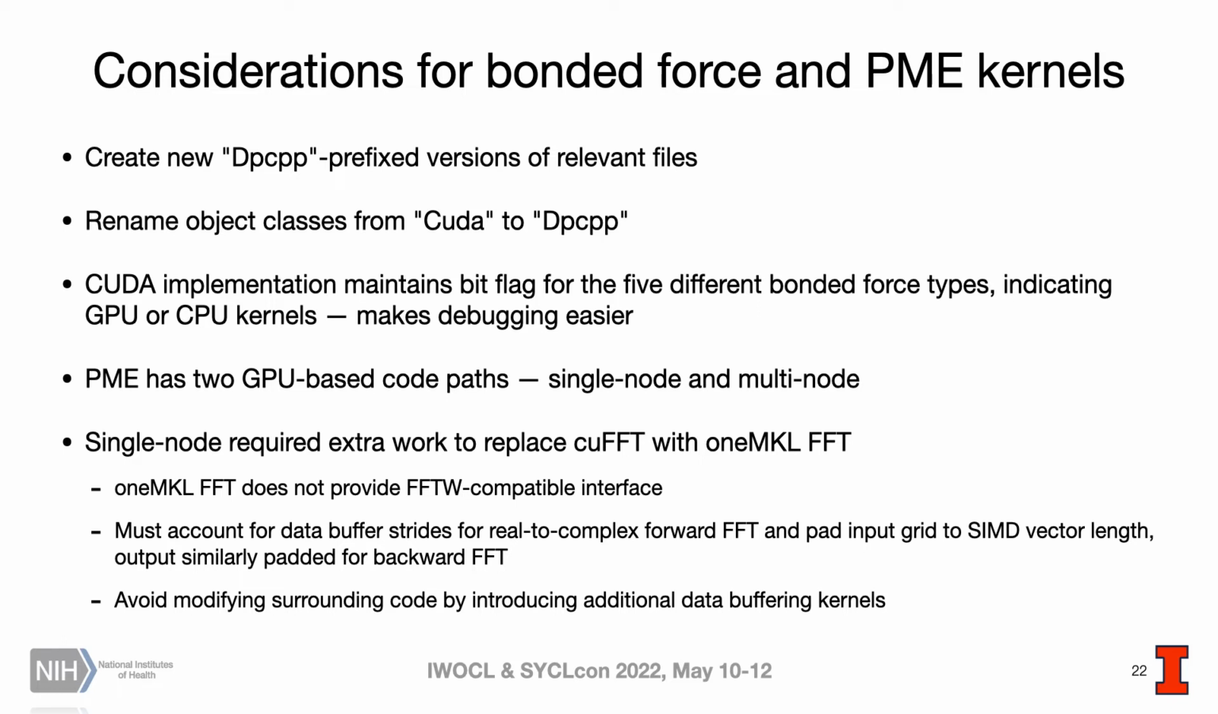The CUDA kernels themselves were relatively straightforward to convert to SYCL. However, the single node version required extra work to replace cuFFT with oneMKL FFT due to the fact that it does not provide an FFTW compatible interface. For this, we needed to account for the data buffer strides for real to complex forward FFT and pad the input grid to the SIMD vector length, with the output from the backward FFT similarly padded. In order to avoid modifying the surrounding code, we needed to introduce additional data buffering kernels.